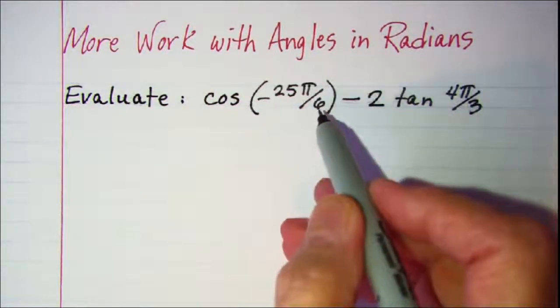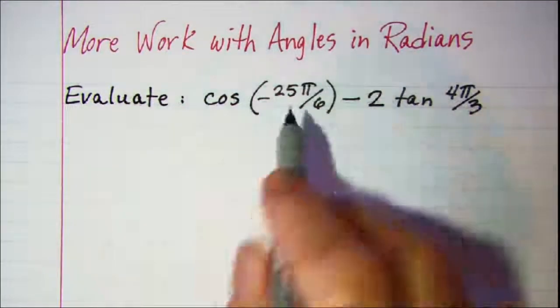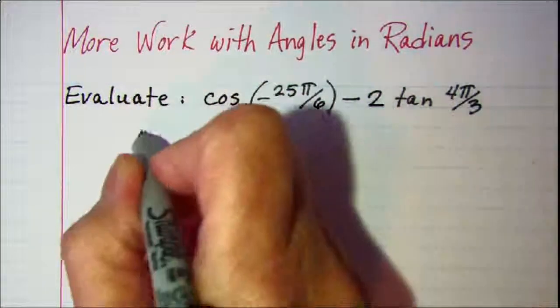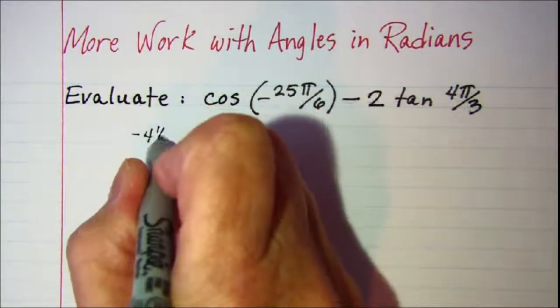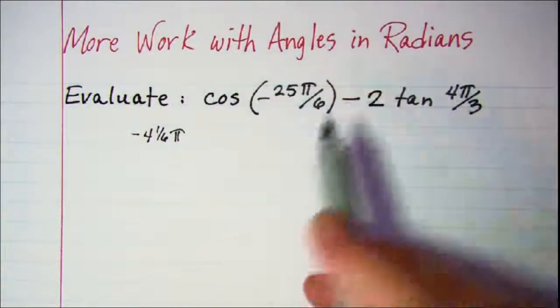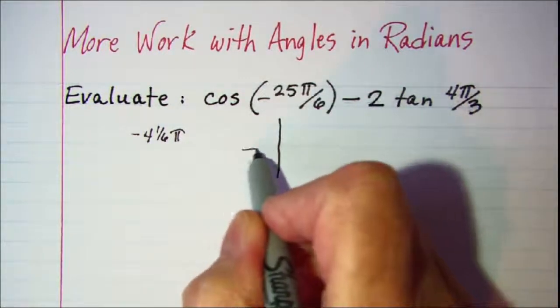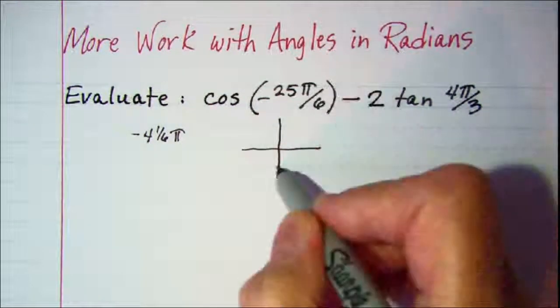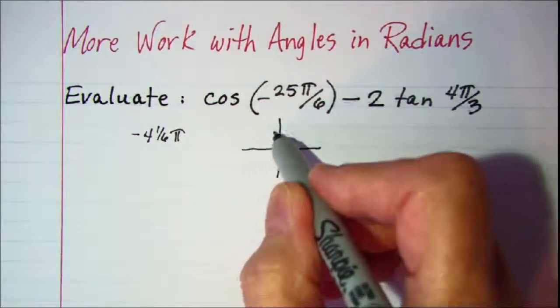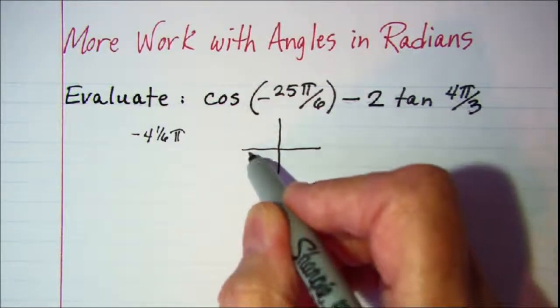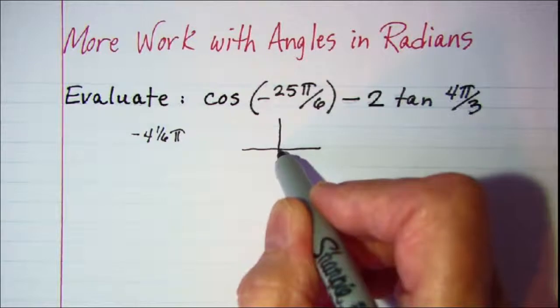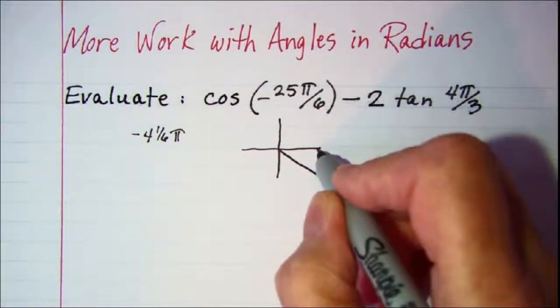The negative 25 pi over 6, I would think of that improper fraction as the mixed fraction negative 4 and 1/6 pi. So for my reference triangle, I want to do a negative rotation and I want to go 4 complete pi. So there's 1 pi and then 2 pi, 3 pi, and 4 pi. And then continuing on, 1/6 of a pi would put me in quadrant 4.